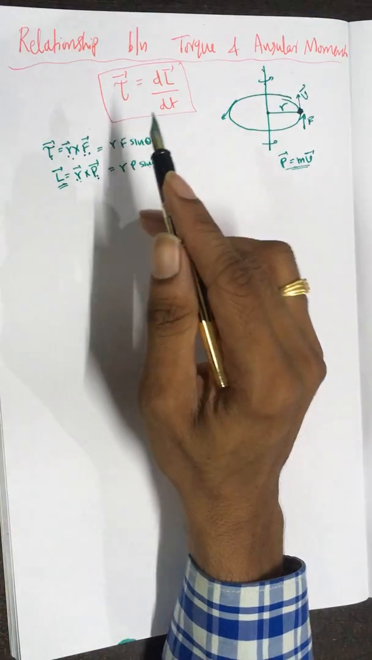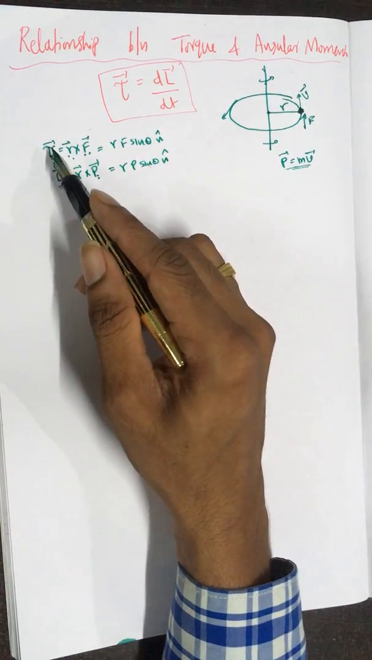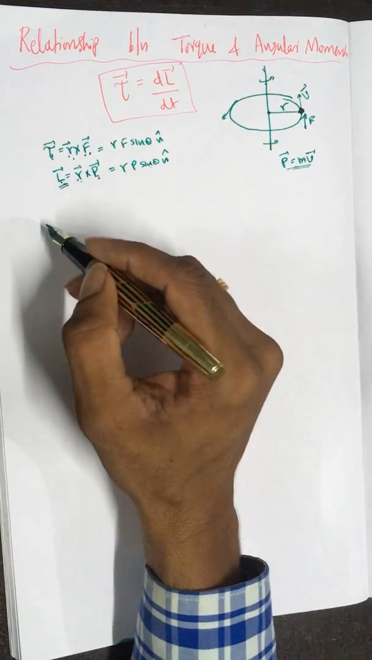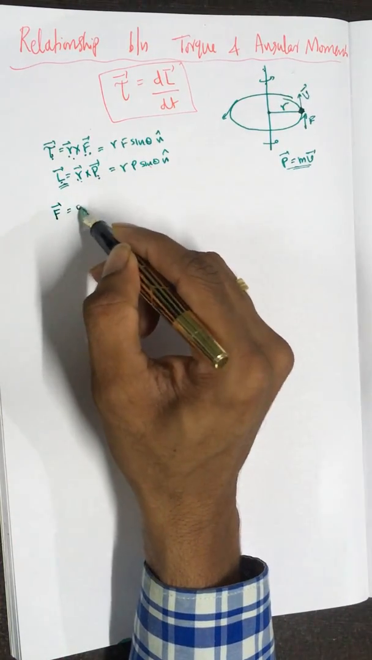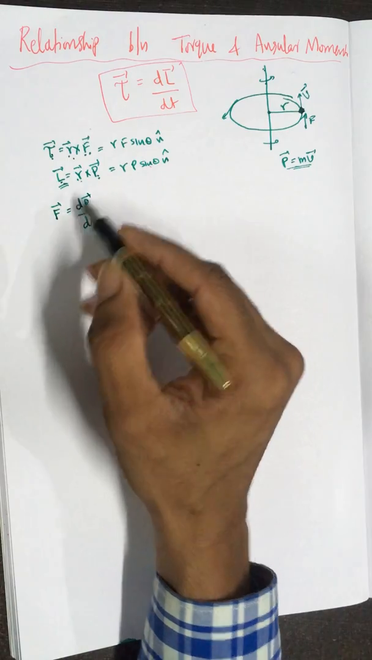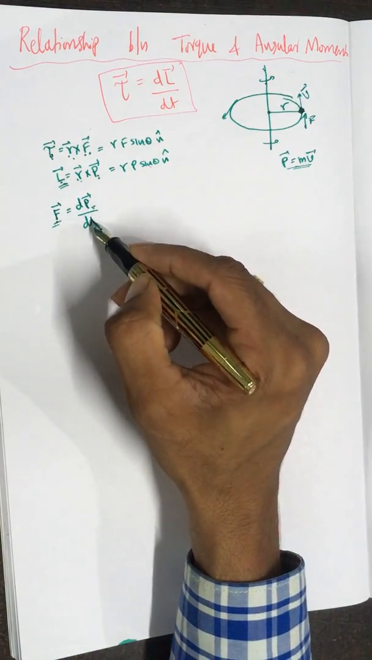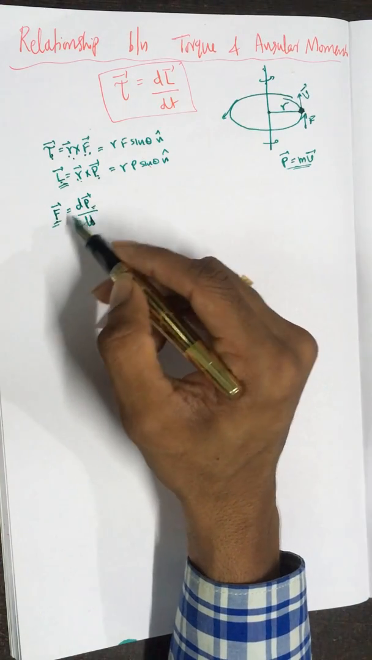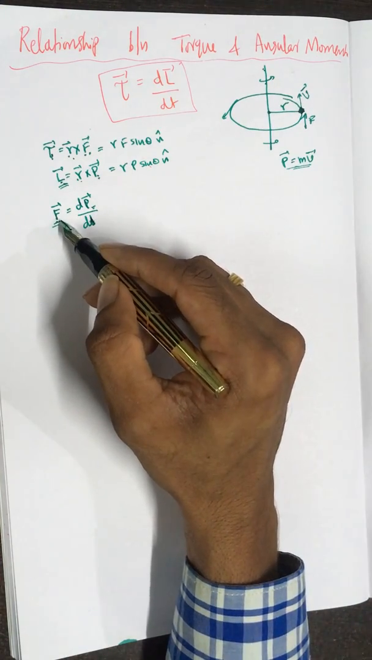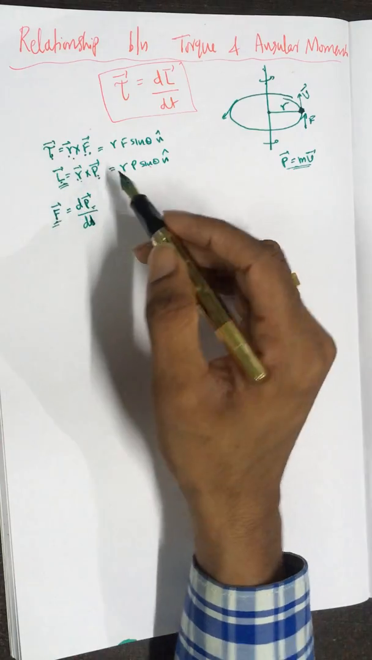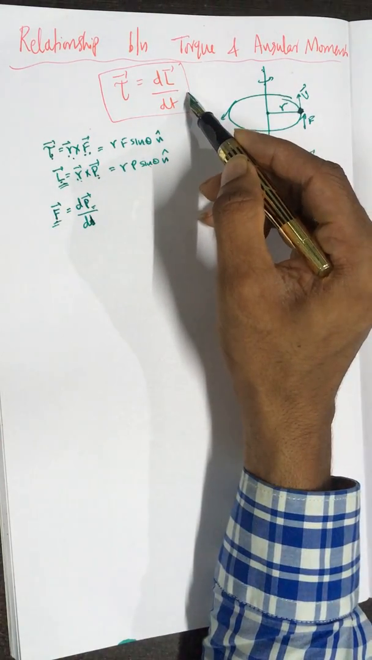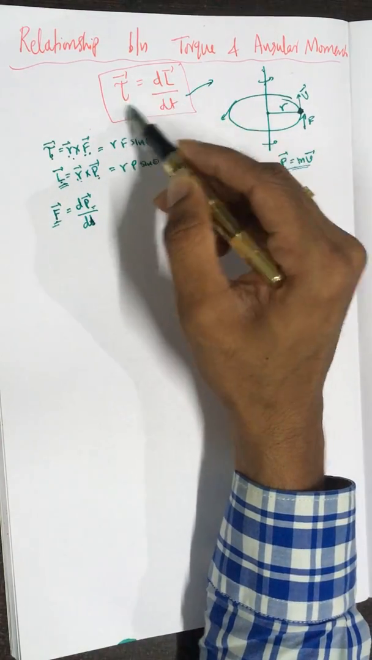Now I want to establish a relationship between torque and angular momentum, just as we have F vector equal to dp by dt, where F is the linear force and P is the linear momentum, and the rate of change of linear momentum is exactly equal to the force applied on the body. This time also we will have a relationship, and the same relation we will obtain.